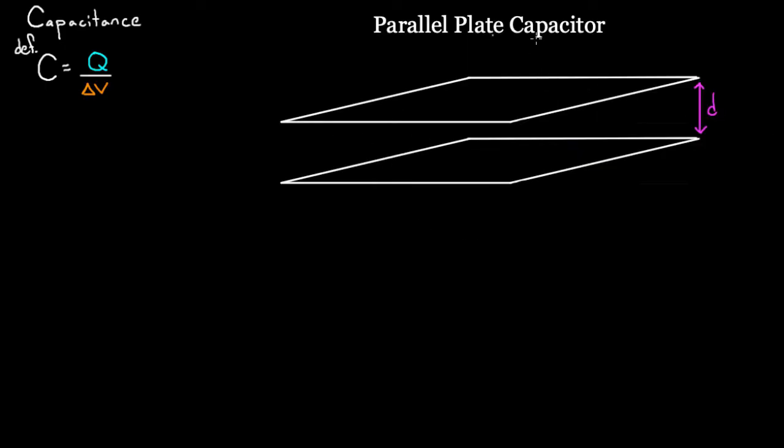So let's start with the easiest one. We'll start with the parallel plate capacitor. Let's say you got two plates and they have areas A and they're separated by a distance D. So we want to know how much charge per voltage will there be.